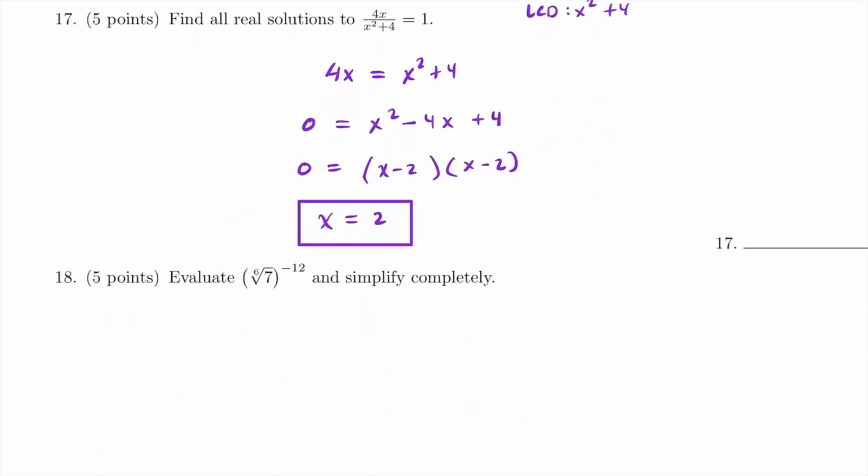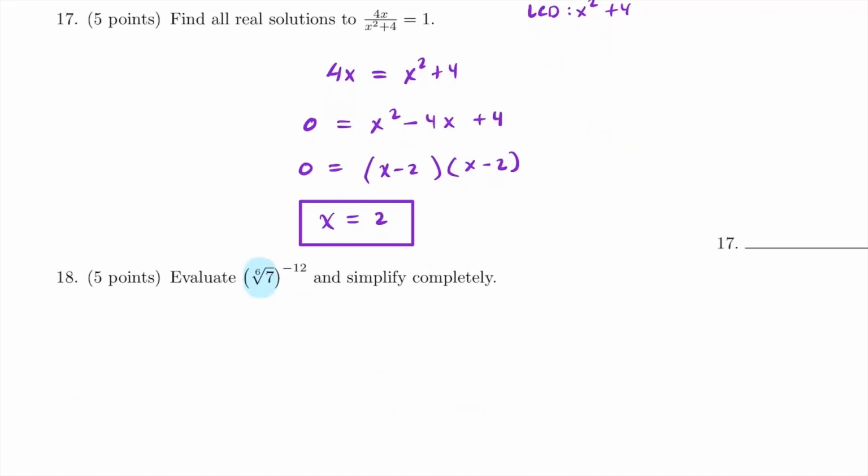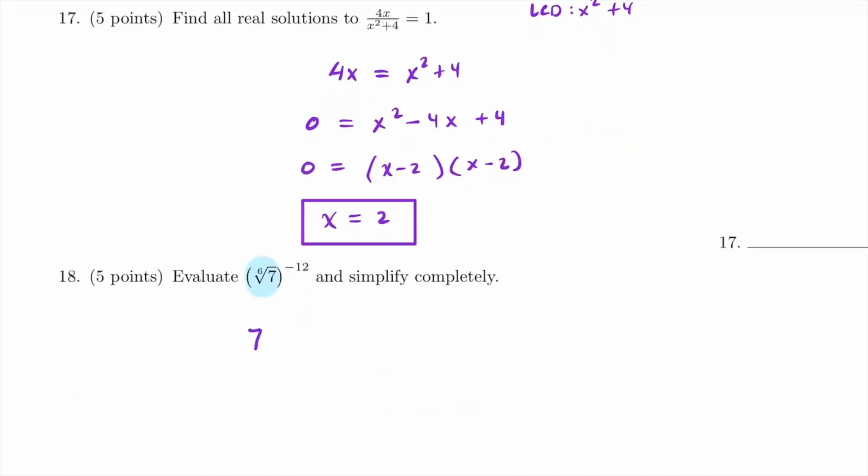Now let's try 18. So for 18, we're simplifying this expression. I'll rewrite that in exponential form. So sixth root of 7 is the same as 7 to the power 1 over 6, to the power negative 12. And now I can multiply the exponent. This is 7 to the power of negative 12 over 6.